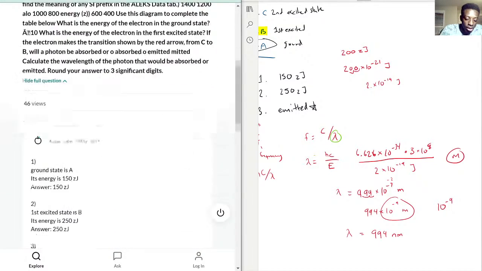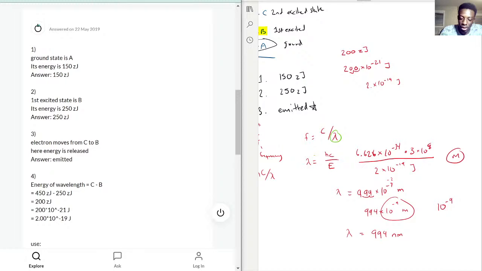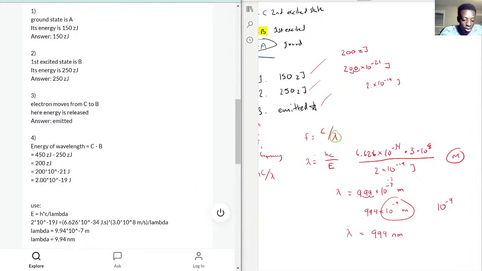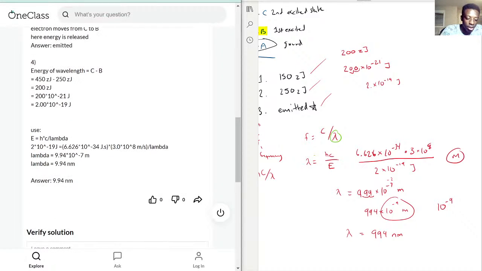Let's see how they did. Ground state 150, correct. So they got that part right. We also got the second part. That's good. Energy is indeed emitted. And let's see how they solved it. They got the 2 times 10 to the negative 19. Perfect. They used the formula, energy equals Planck's constant times the speed of light over the wavelength.